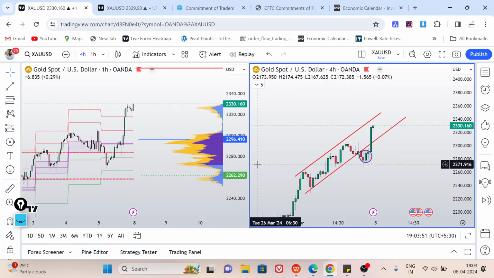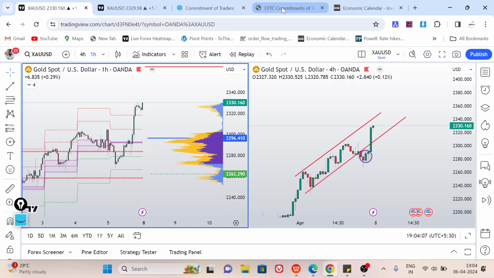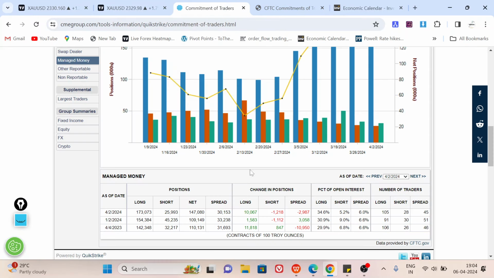So in this video we are going to analyze the gold chart on different time frames, and check important price action levels for gold for next week, so that we can utilize those levels in upcoming trading sessions. Before going into the price action, as usual, we are going to check the latest COT, that is the Commitment of Traders report.